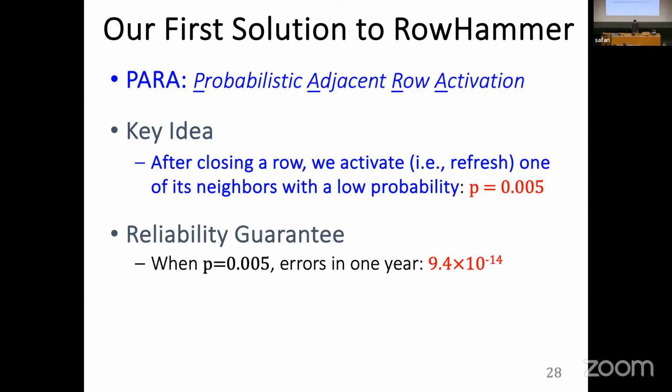And the paper shows that if you set P equals 0.5%, and the RowHammer threshold, which is the minimum number of row activations you need to induce a bitflip, is 100K, then you will only get 9.4 times 10 to the power of minus 14 bits flipped in a year, and I think that's a pretty strong guarantee.